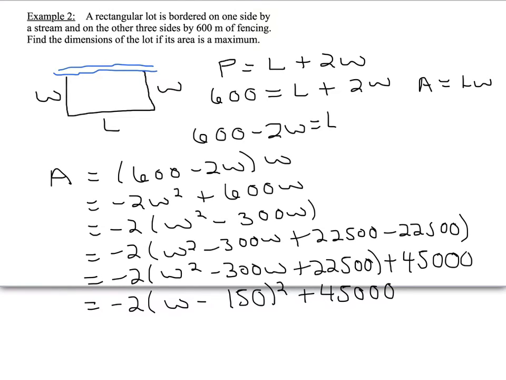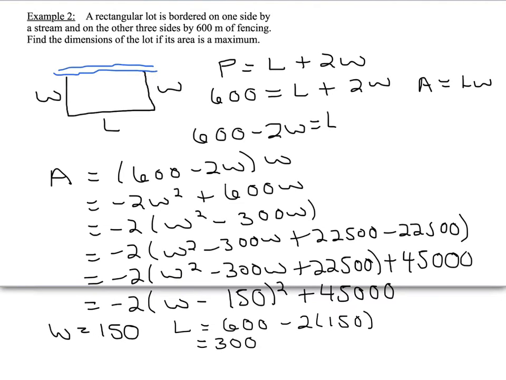Okay, so we want to figure out the other dimension. We know that the width would be equal to 150, which we can see here. So finding the length, remember the length is equal to 600 minus 2 times w, which is 150, so we're subtracting 300 from 600, so our length would be equal to 300.